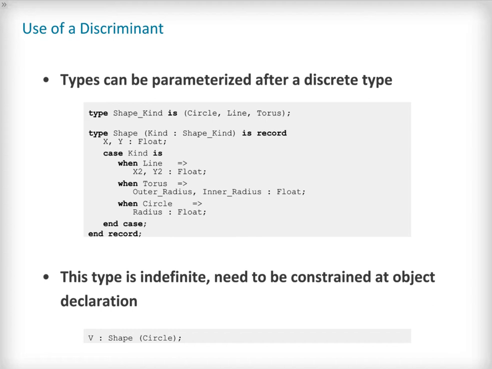Now you might be wondering why in torus I didn't have something like radius and inner radius. So why did I need to create a new name? The reason for that is that even if they are in other branches of the case statement, every component needs to have a unique name. So I cannot have the same name replicated into two different branches.